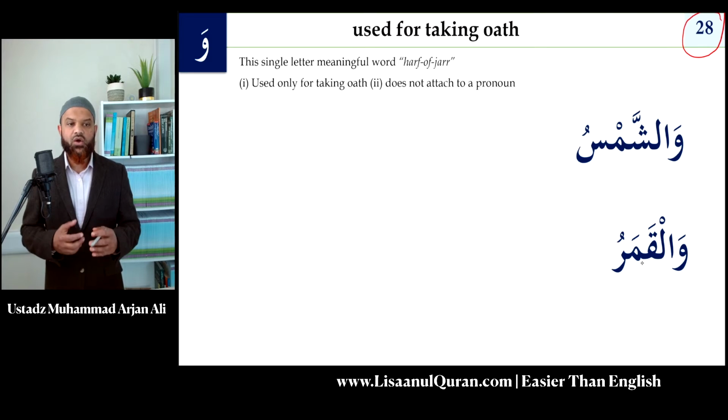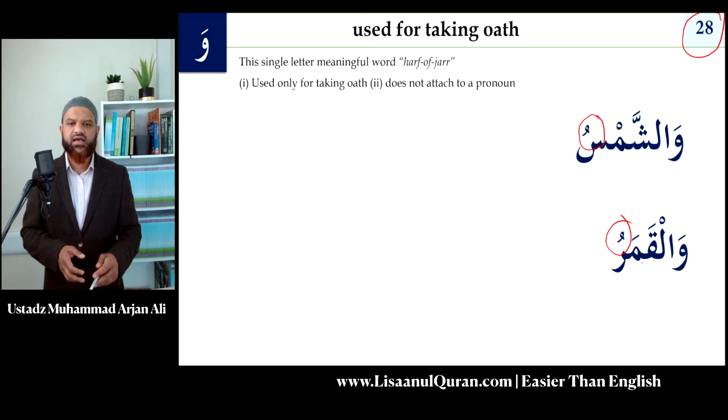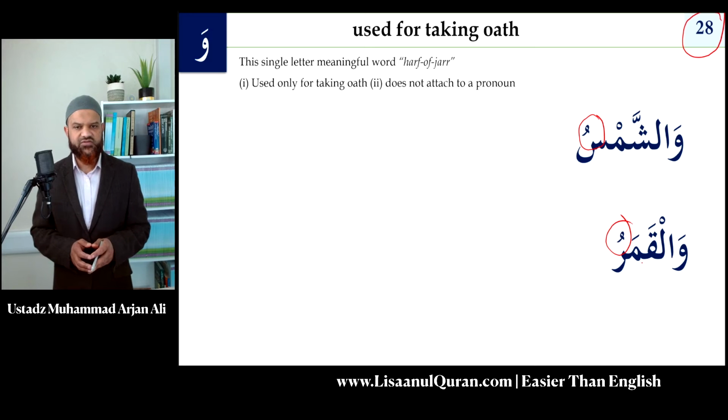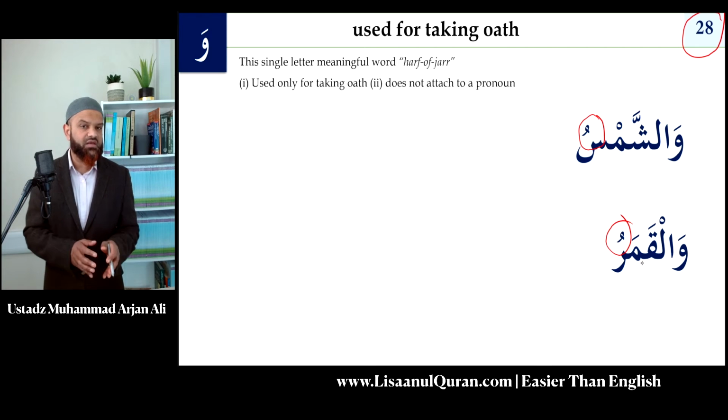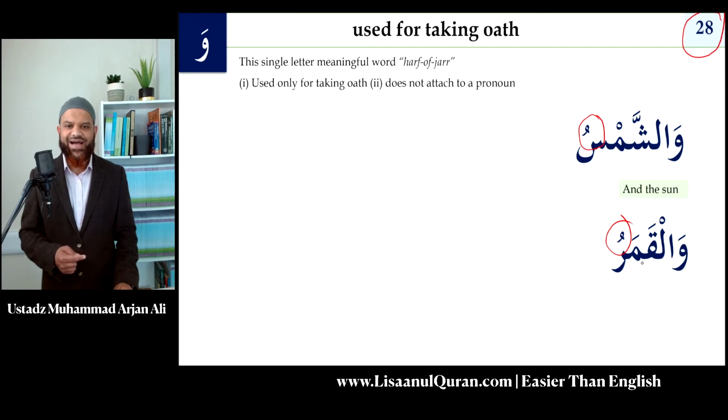The first word is washamsu. Second, wal qamaru. I hope you can recognize that there is a dhamma at the end, and it is most likely in the rafa status. So this cannot be a harf of jar. What we have here in Arabic, I will translate this, and the sun and the moon.